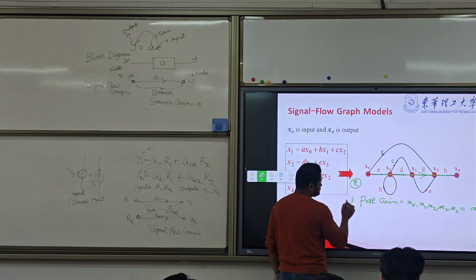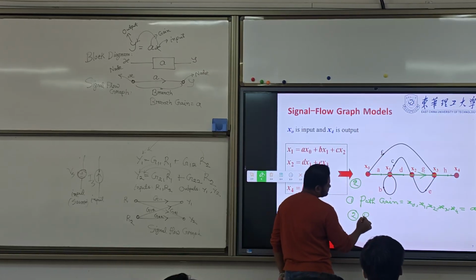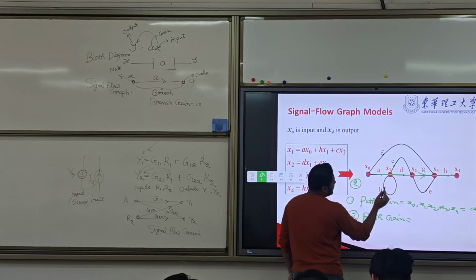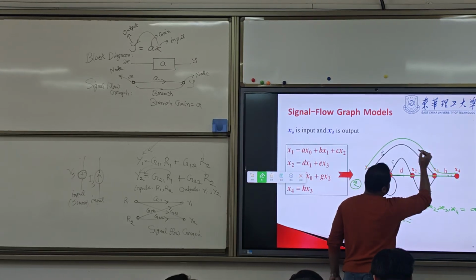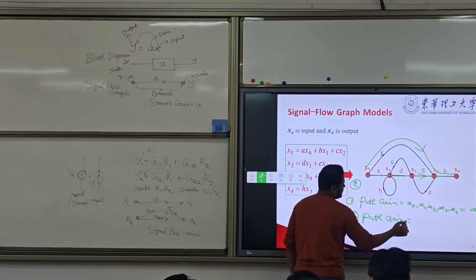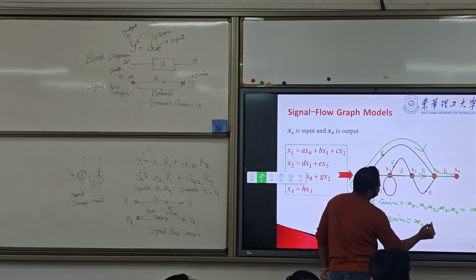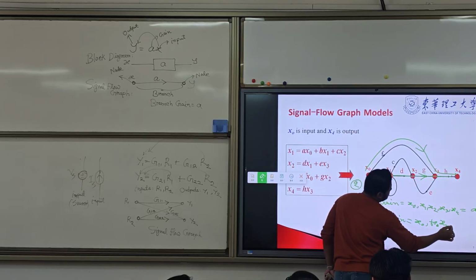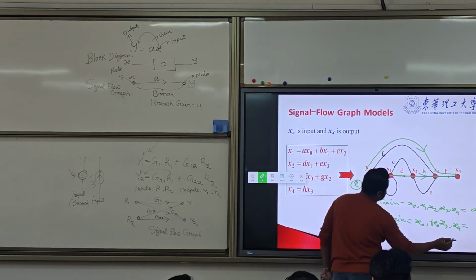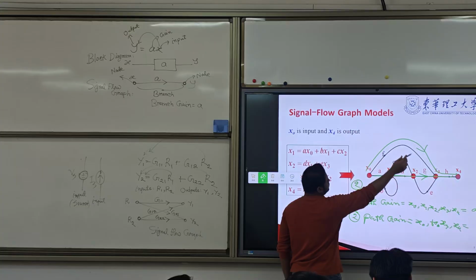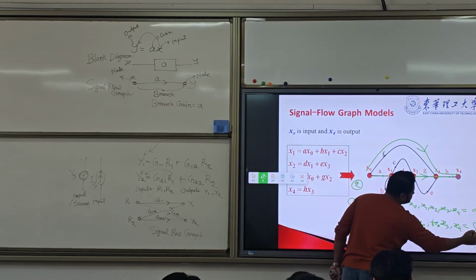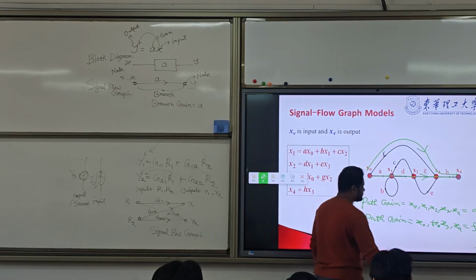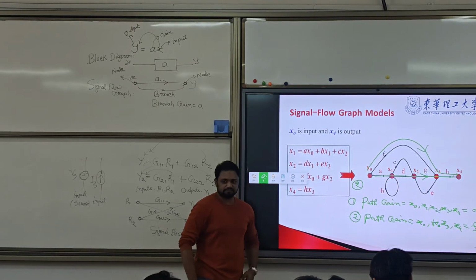Second path gain, there are 2 paths, we already know. Another path here, this is another path. It is x0 to x3 to x4. So here x0 to x3, the gain is f. And x3 to x4, that is h. These are the 2 path gains.